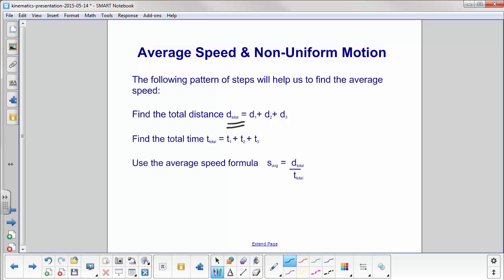Each one of those are the various distances you covered. Then your time total will be T1 plus T2 plus T3. Again, for each interval, interval 1 took you T1. And then to find the average speed, and we're going to call that speed average, or S sub AVG, AVG stands for average, we take the total distance traveled divided by the total time.